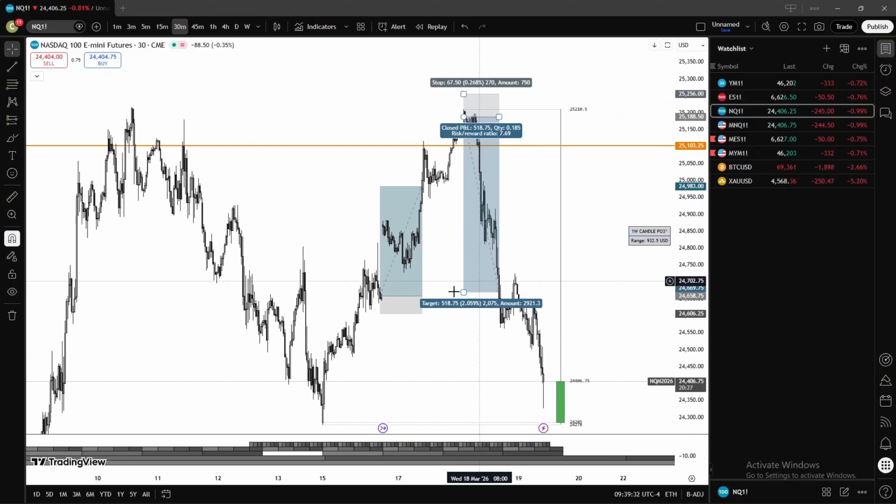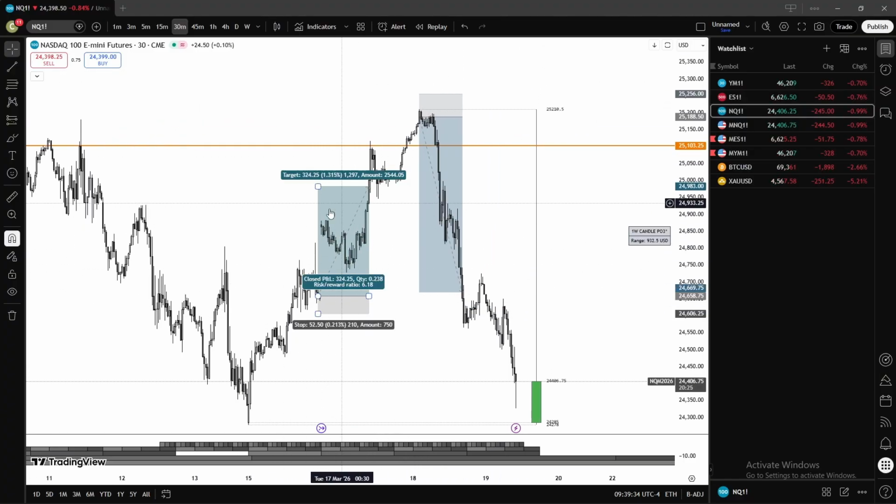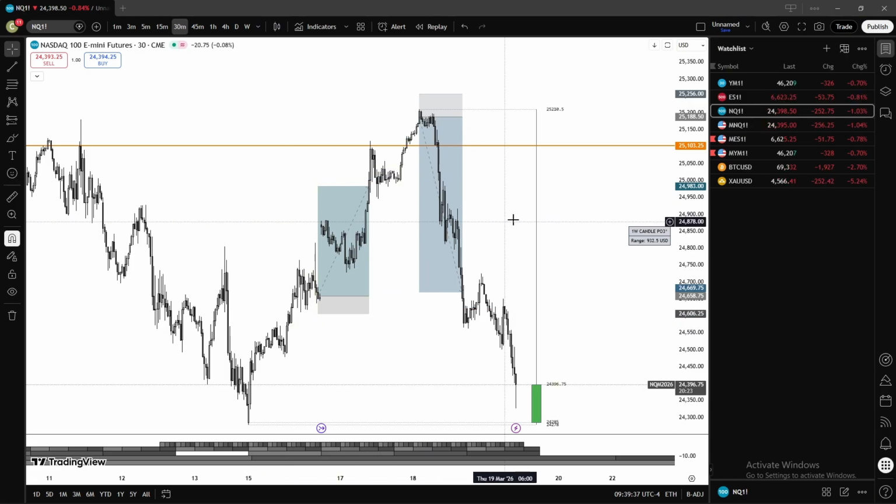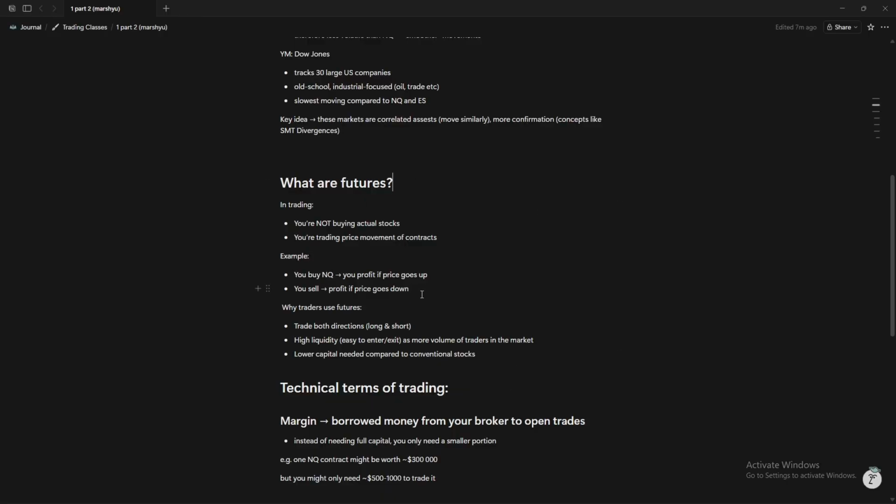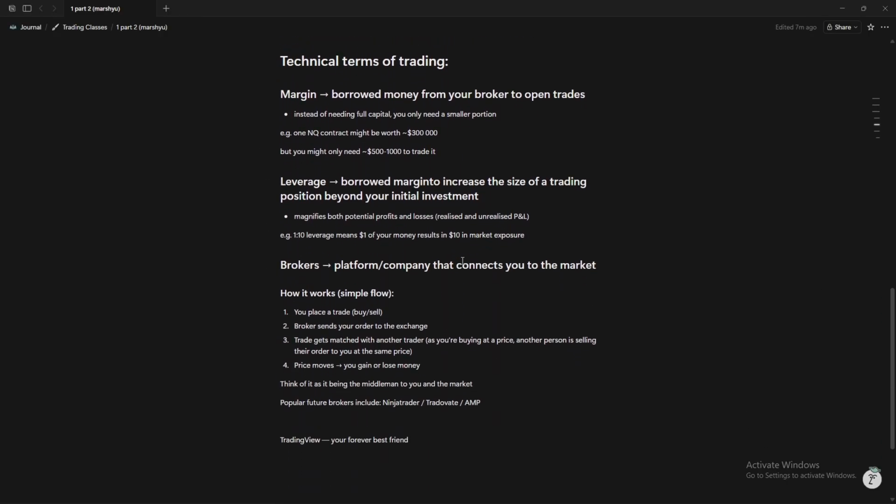You know what I mean? You can actually see where you're entering, and you can just enter accordingly, whether it be long or short. Okay, so moving on, we'll be covering the technical terms of trading.